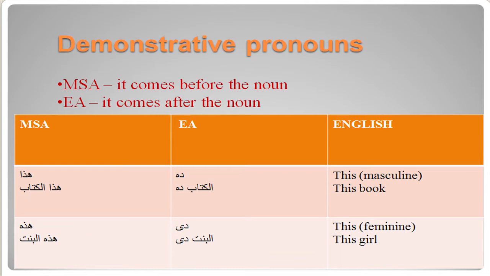Demonstrative pronouns: in Modern Standard Arabic it comes before the noun, and in Egyptian Arabic it comes after the noun. So in examples like هذا الكتاب, this book in Arabic, in Egyptian Arabic would be الكتاب ده. And for the feminine demonstrative pronoun, it would be هذه البنت in Modern Standard Arabic, and in Egyptian it would be البنت دي, sorry.